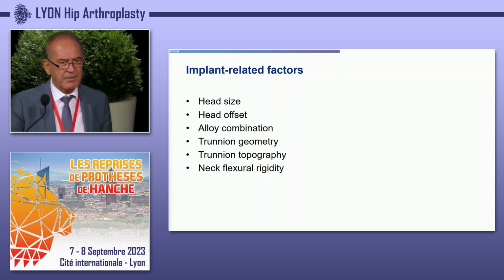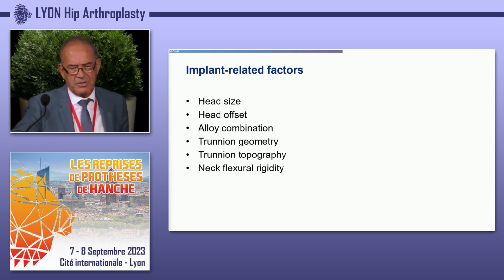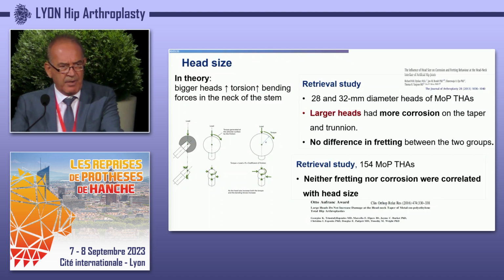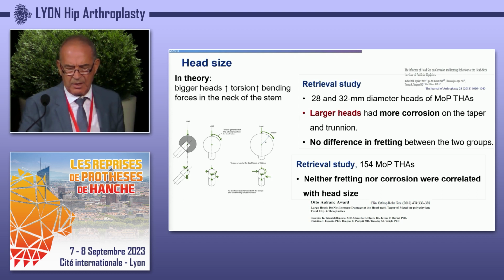What about the implant-related factors? The head size, the head offset, the alloy combination, the trunnion geometry and topography, and neck flexural rigidity. What about the head size? In theory, if we have bigger heads, we have increased torsion and increased bearing forces in the neck of the stem. And there are some studies with confusing results. Larger heads had more corrosion in the study you see up there, but there is no difference in fretting. But in the other, with the bigger numbers, neither fretting nor corrosion were correlated with the head size.